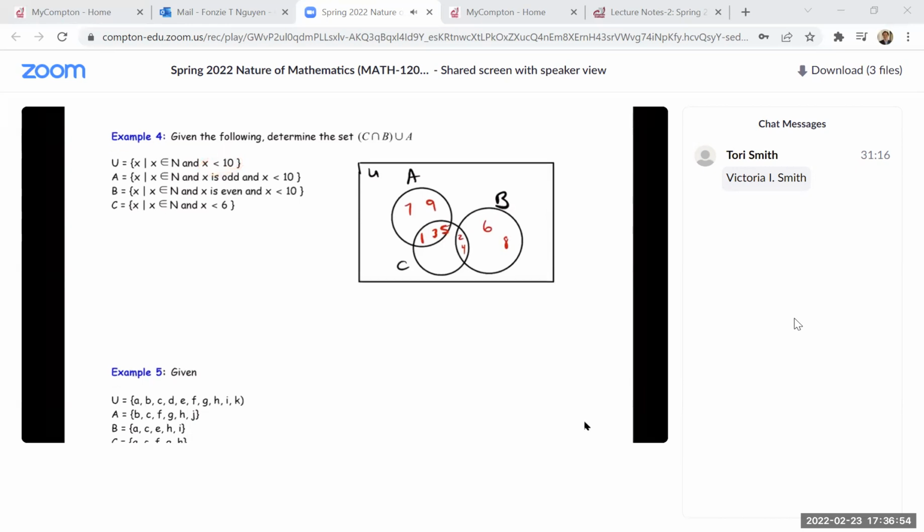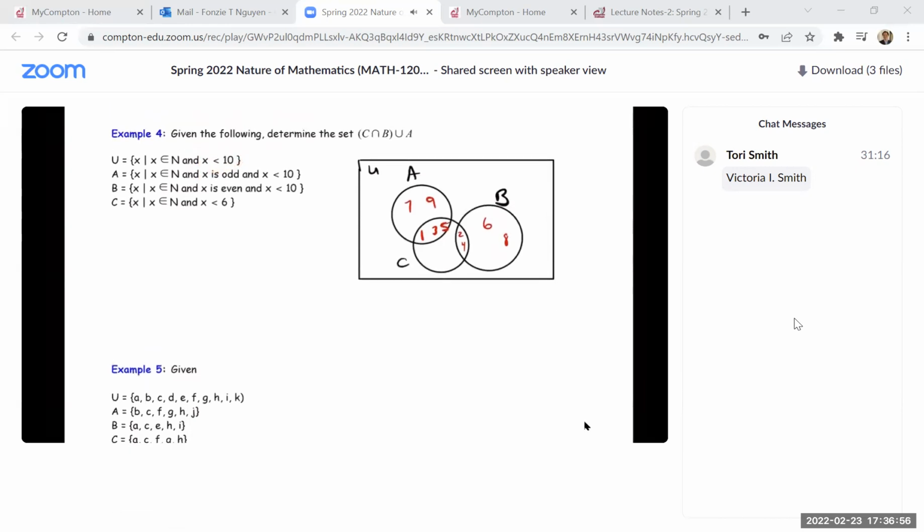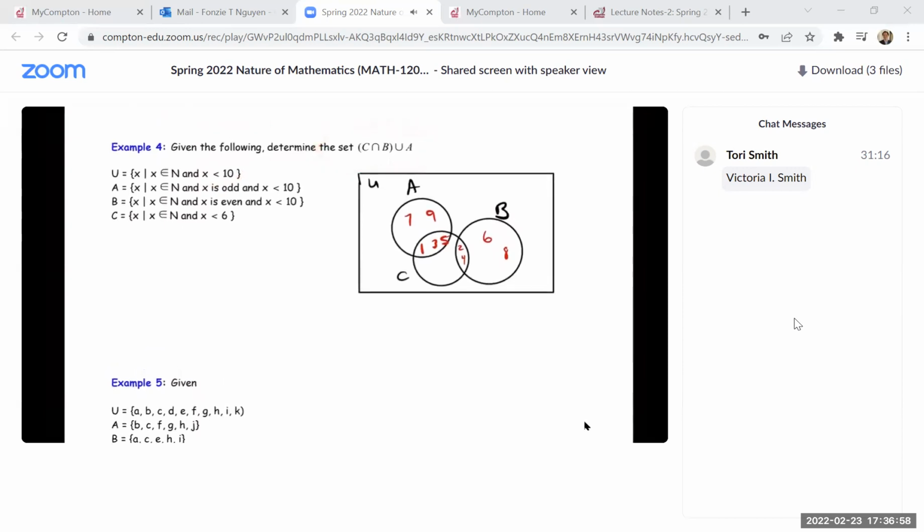Okay, so now we have to do this. Let's start with the parentheses part. What's the overlap between C and B? 2 and 4. Yeah, that's the overlap. So that's going to be 2, 4. And then we have to do the union with A. A is 1, 3, 5, 7, 9.